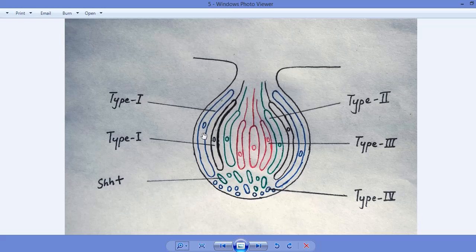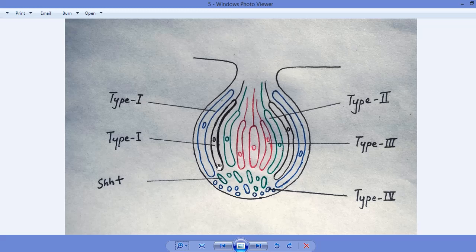The type 1 cell does not detect any taste because it does not have any receptor for the detection of taste. It works as a glial cell, just like neuroglia, just like the supporting cell, just like the Schwann cell, just like the oligodendrocytes which are present all around the neurons. So this works as a glial cell. This is the supporting cell.